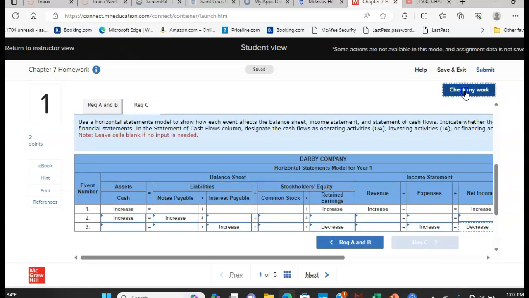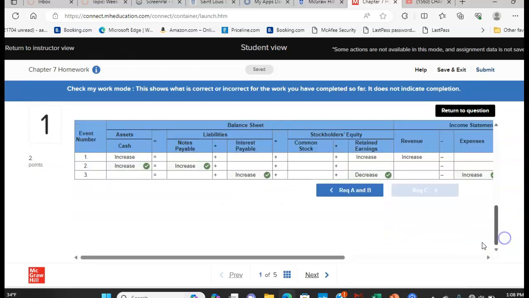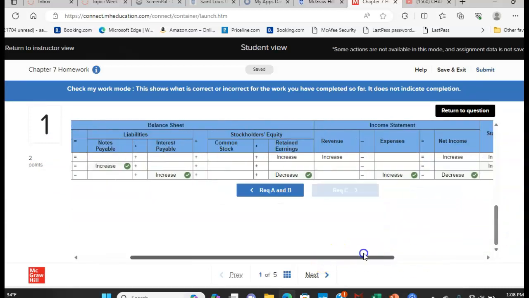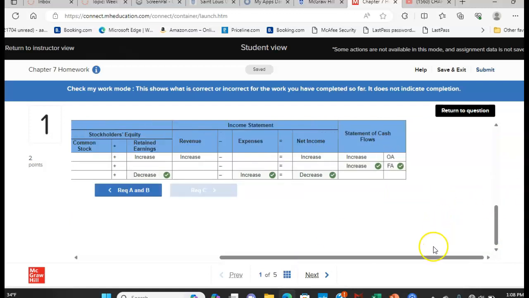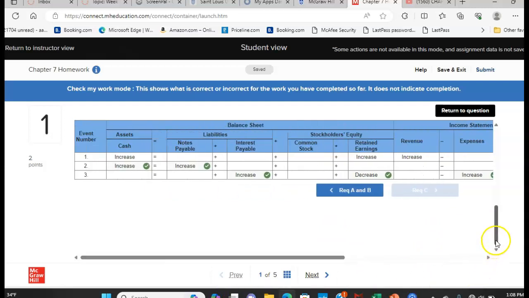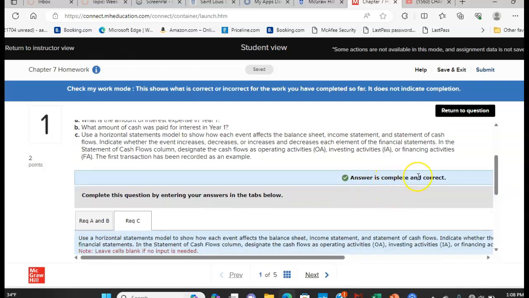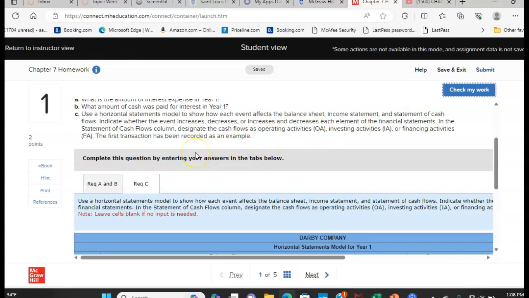Okay, so we can click on check my work. And now we see our check marks. Let's go up to the top, because what you want to make sure of to be sure you're complete is that it says answer is complete and correct. You want to see both of those because sometimes a portion may be correct, but you haven't done everything. So now it says answer is complete and correct. Therefore, we correctly completed this question number one.